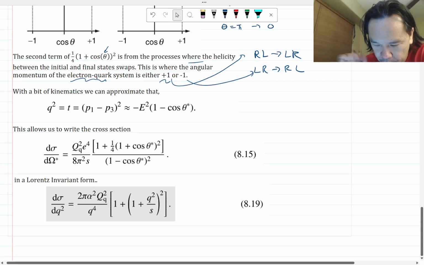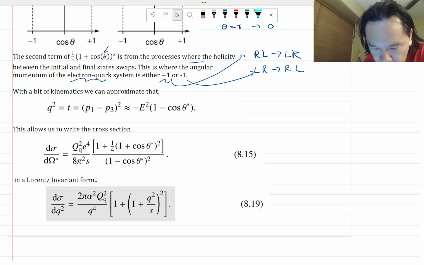So that's the more physical interpretation of what the cross-section is doing. It's very similar to what we saw in the electron-proton scattering, where we're still outside the proton and we're not scattering off the quarks inside. All right, so we're going to do a little bit more kinematics.